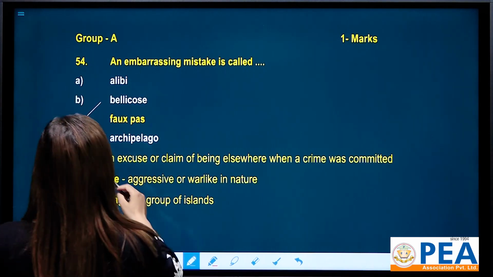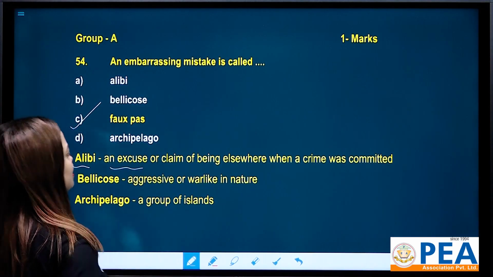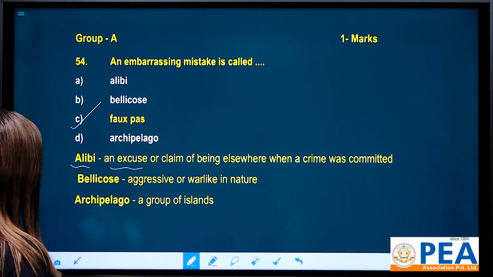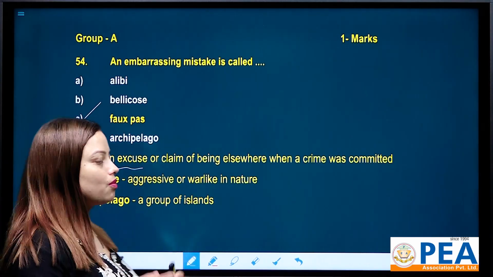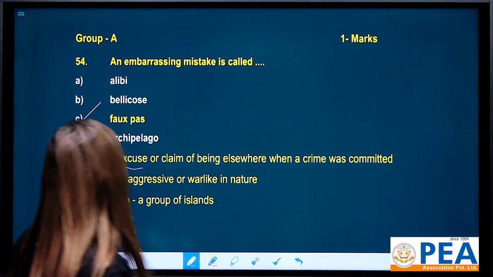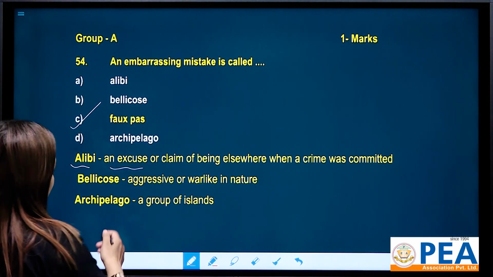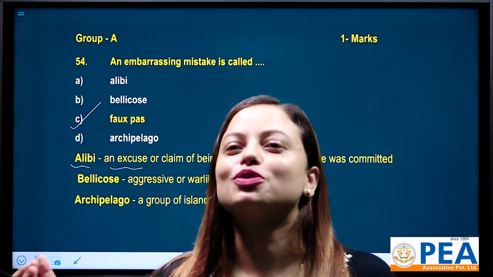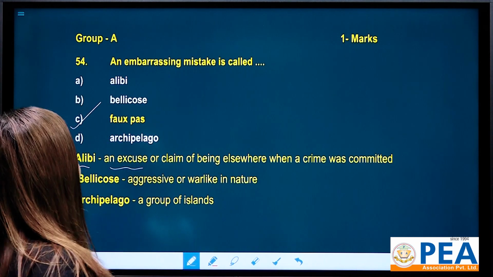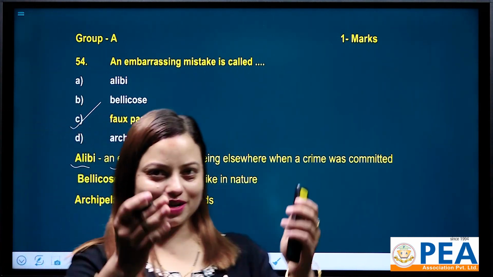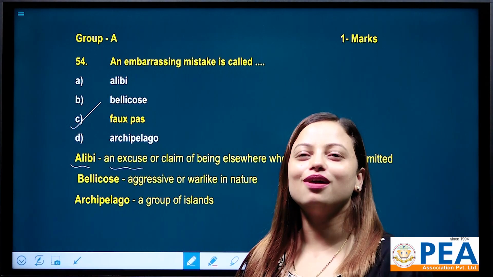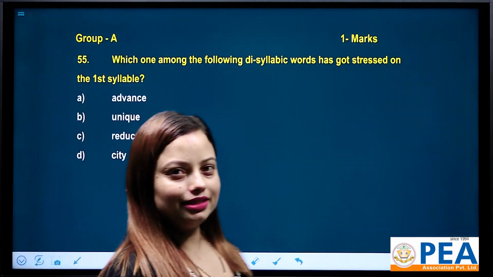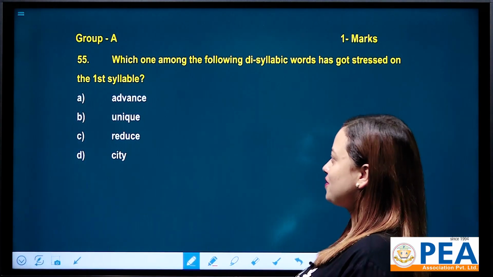As we know that alibi stands for an excuse or claim of being elsewhere when a crime was committed. And similarly, bellicose means aggressive or warlike in nature. And the last one, archipelago, a group of islands. Okay, it is called a group of islands. That's why here in terms of question number 54, your answer is none other than faux pas, which stands for an embarrassing mistake.